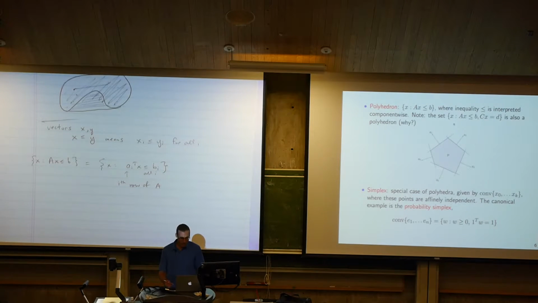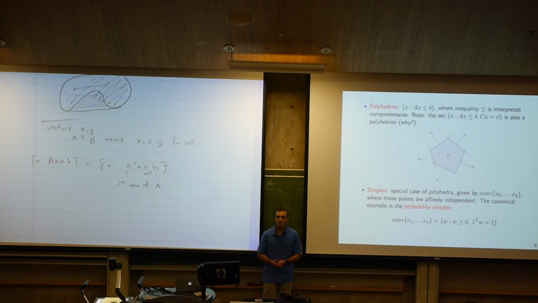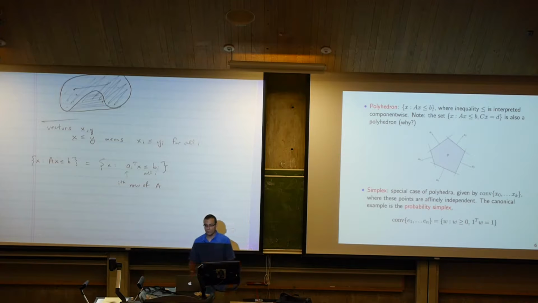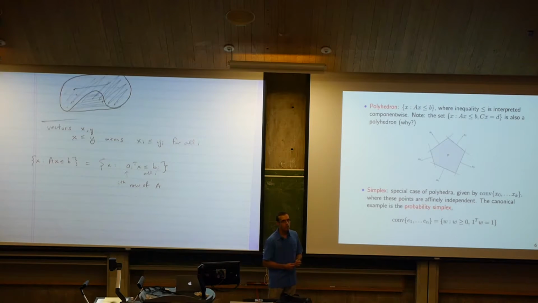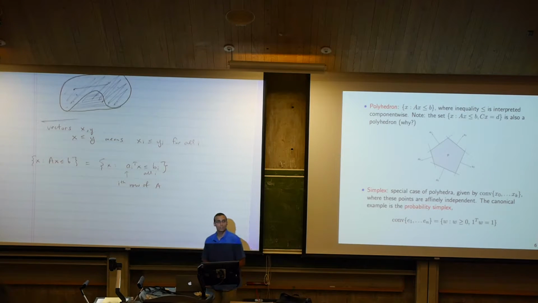Note that the set of all x for which Ax is less than or equal to b and also a bunch of linear equality constraints hold, Cx equal to d, is also a polyhedron. So why is that true? If this is my definition of a polyhedron, why is this also allowed? It's convex, but I'm actually claiming it's still a polyhedron. That depends on C, but yes. Still, why can I think of it as a polyhedron per the definition? This is a trick that we use a few times in the class.